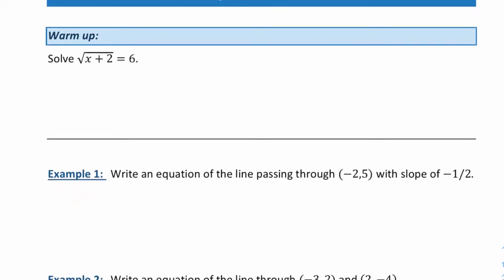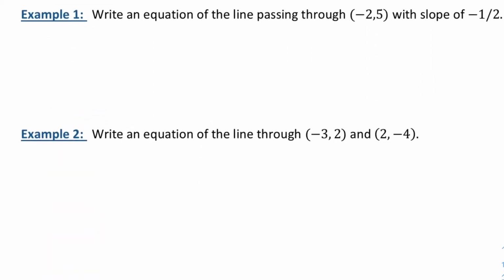We're going to refresh your memory on writing some equations of lines. So we're going to do this in slope-intercept form, y equals mx plus b. And remember that m stands for the slope of your line, and b is the y-intercept.